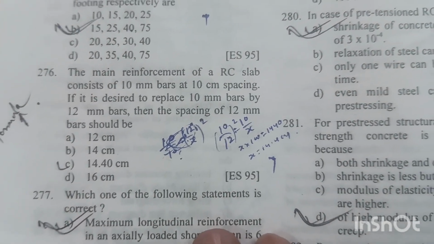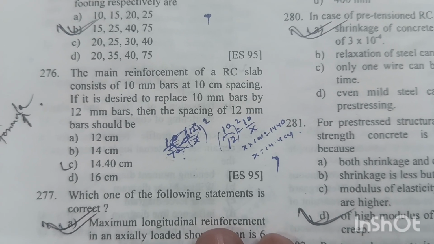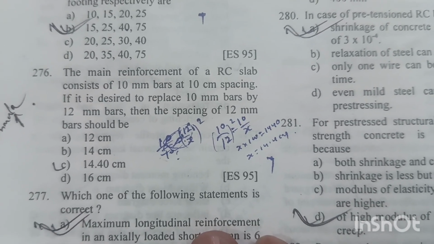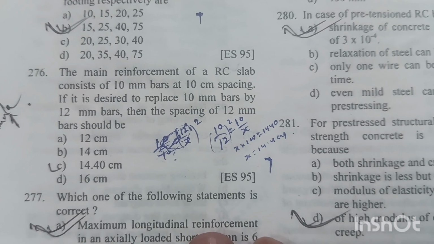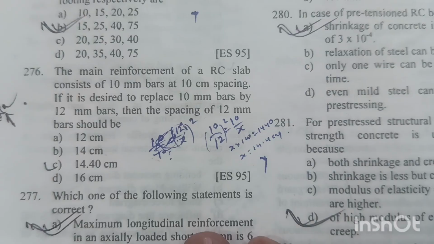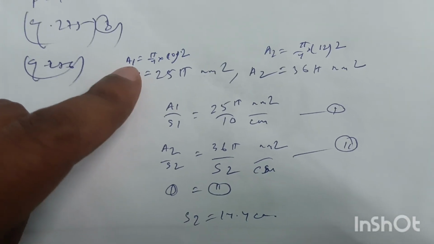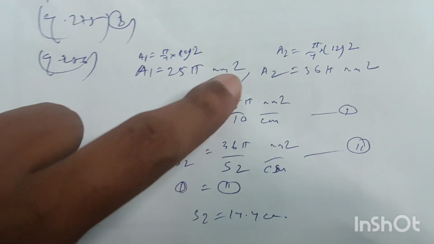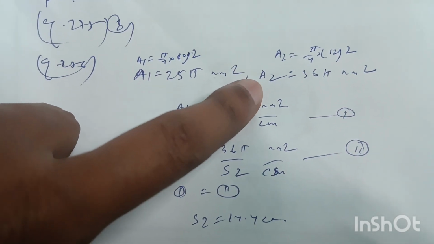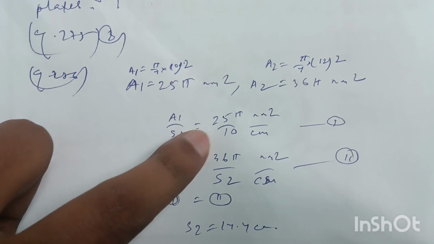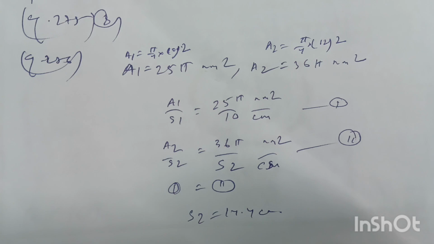Question number 276. The main reinforcement of a RCC slab consists of 10 mm bars at 10 cm spacing. If it is desired to replace 10 mm bars by 12 mm bars, then the spacing of 12 mm bars should be. So in first case the area of the bar will be pi by 4 into 10 square, that is equal to 25 pi millimeter square, and the spacing S1 is equal to 10 centimeter. And in second case the area A2 will be pi by 4 into 12 square, so A2 will be 36 pi millimeter square, and S2 will have to be determined.